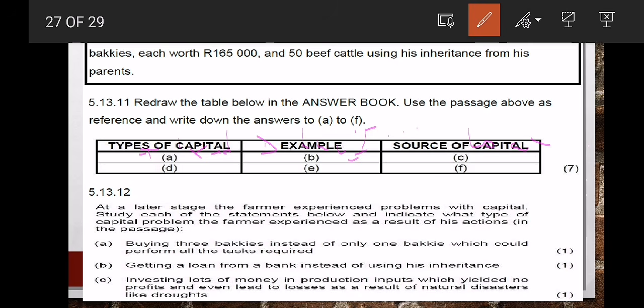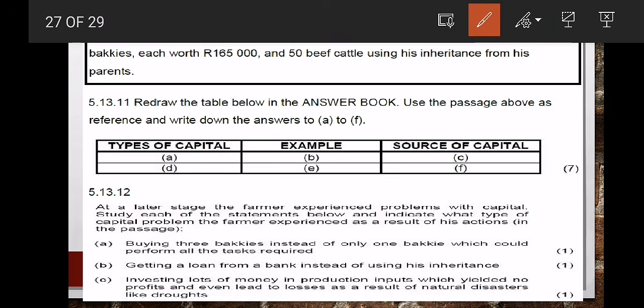D. They are also cattle and bakkies. What type of capital is that? It's movable capital. He bought the bakkies and the cattle. Where did he get money to buy that? From inheritance. That's how you can easily understand it.